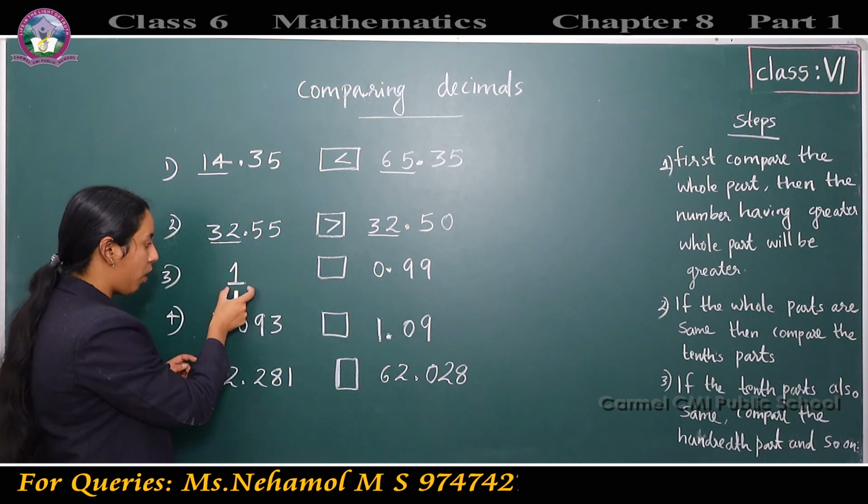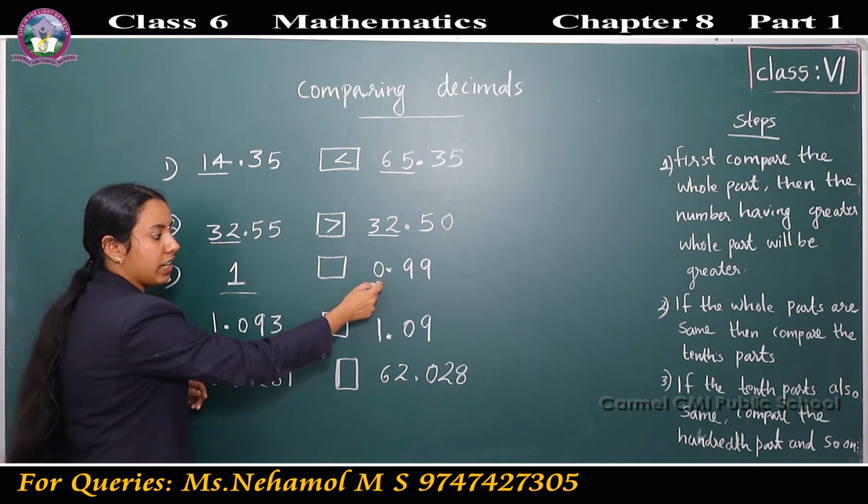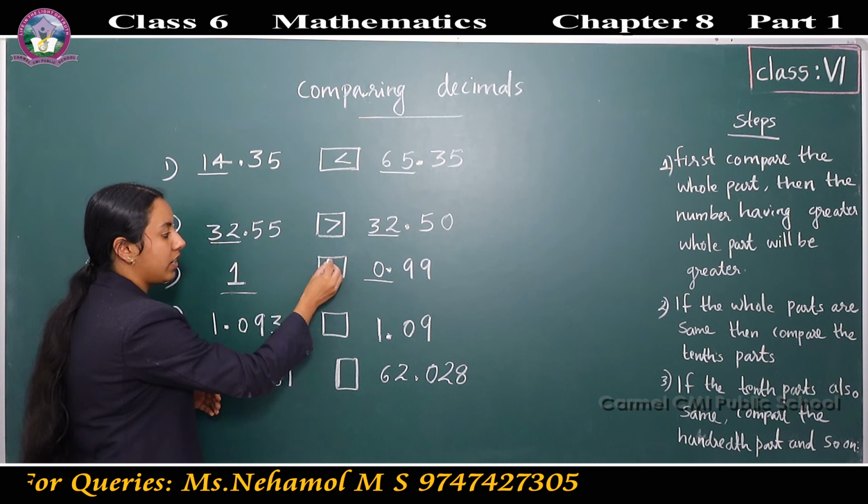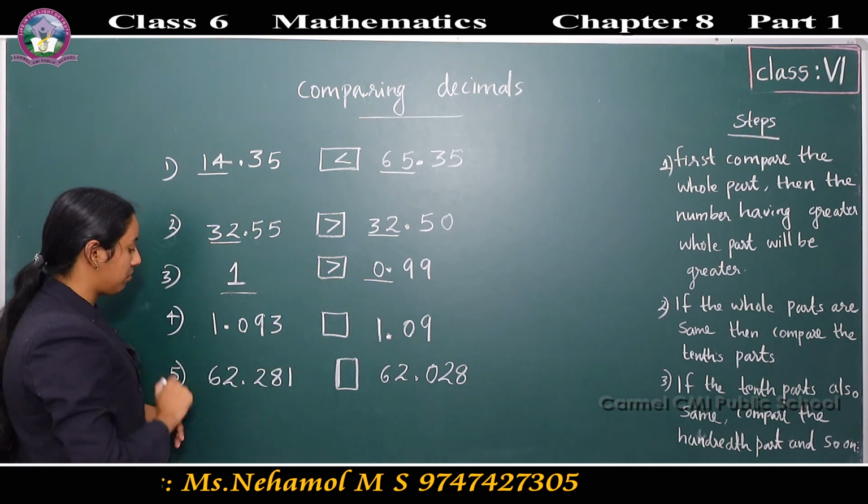Next one, 1 and 0.99. Whole part is 1 here. Here what is the whole part? 0. So which one is greater? 1 is greater.